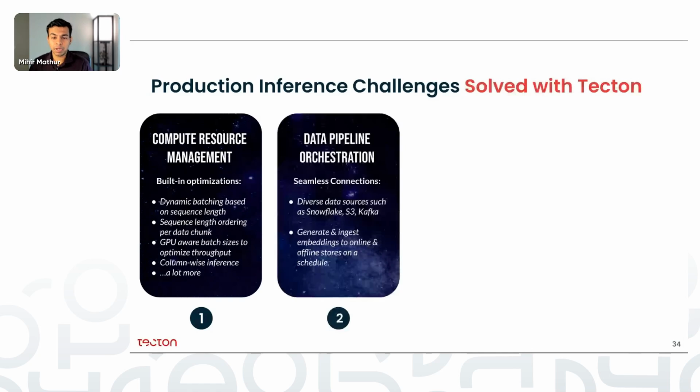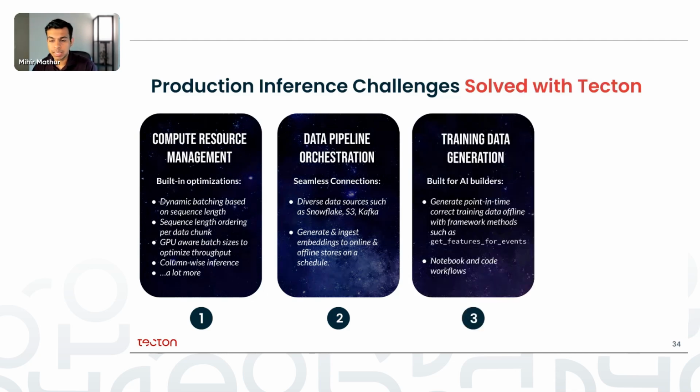On the data pipeline orchestration side, we already had great connections with Snowflake, S3, Kafka, the most common data sources. And we had connections with the online and offline stores. Now we have just enabled unstructured data formats. We are starting with text, but adding more data formats soon. All of the pipeline orchestration capabilities that we have exist for embeddings too.